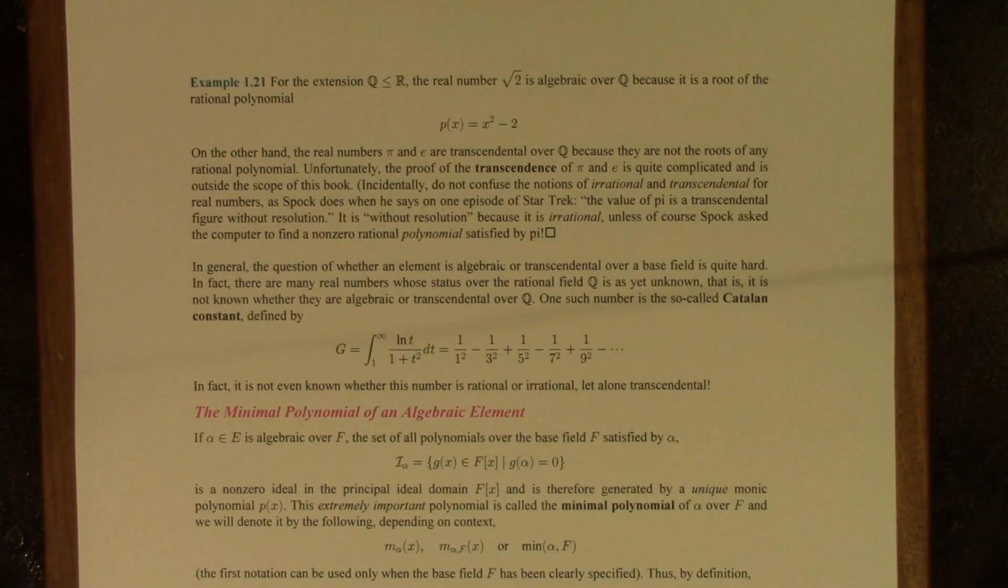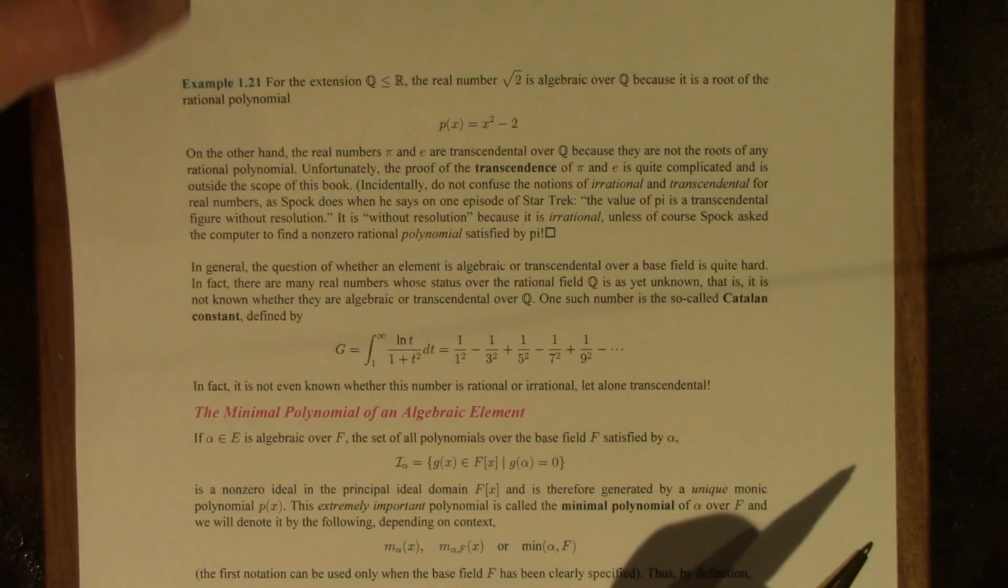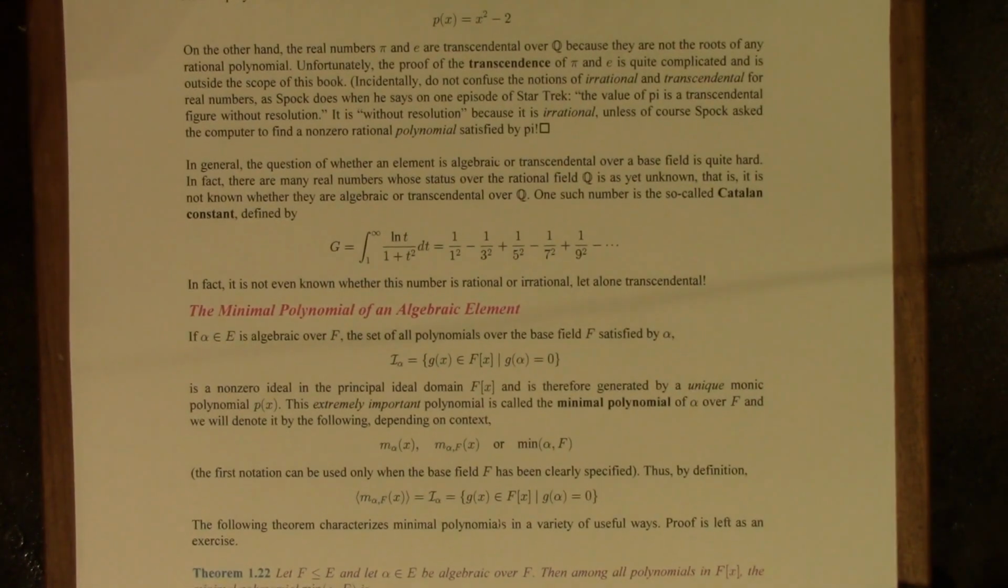Unless, of course, something we don't know behind the scenes, and that Spock had said to the computer, find me a non-zero rational polynomial satisfied by pi. That it can't do. But presumably the computer then would have said, well, you can't do that. So he must have said compute pi precisely, compute the exact value of pi, which it can't do. So that's this Star Trek lesson for today.